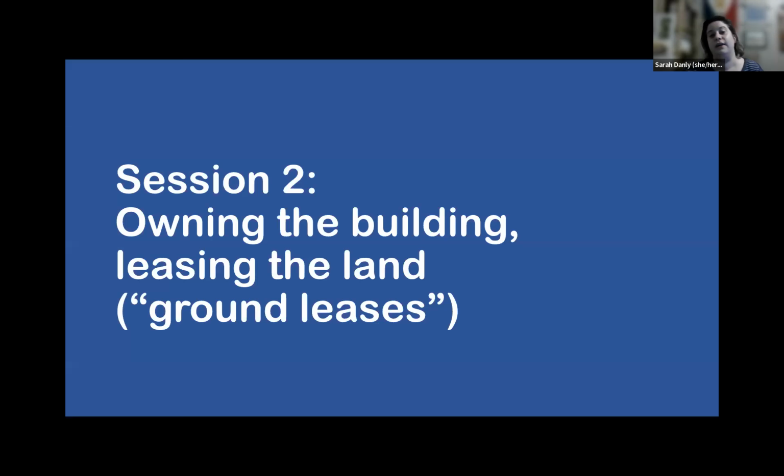Tonight's session is on, like I said, owning the building but leasing the land, which is usually called ground leases. There can be a couple other terms for it as well. Going to do a really quick overview of what that actually means before we get to the meat of the presentation tonight, which is our guest speakers.